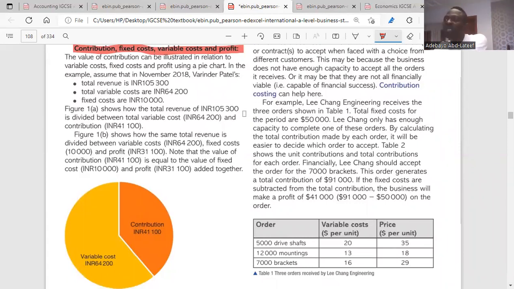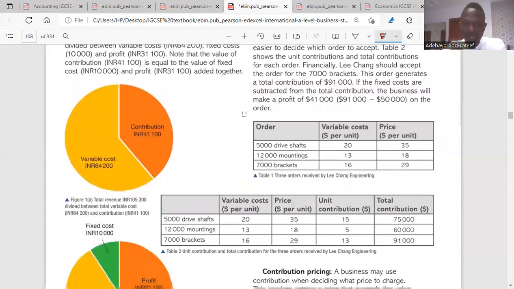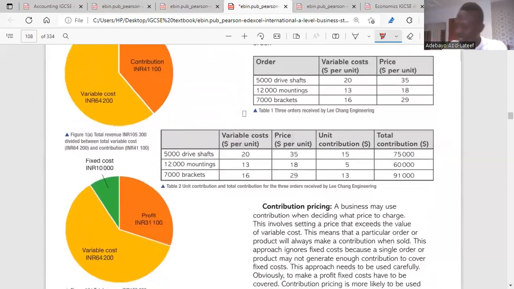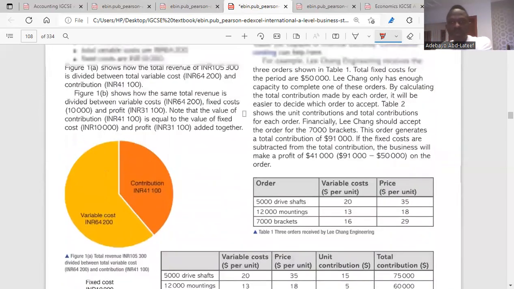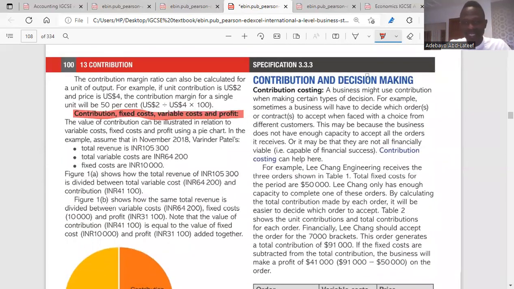So what do you use your contribution for when you want to calculate profit? You use it to calculate your contribution margin ratio, which is your total contribution divided by your total revenue multiplied by 100. But if you are calculating your profit, it is your total revenue minus your total cost. Do you have any question about that? No. So we go to contribution and decision making.